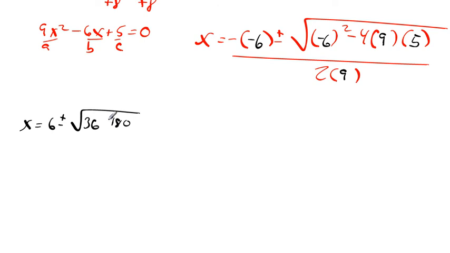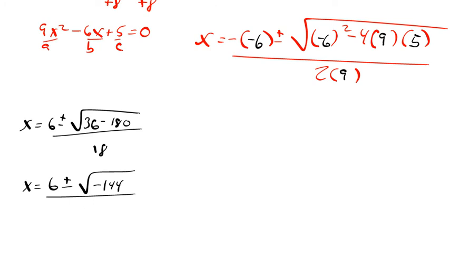Now the question is, is it plus or minus right here? Well, a negative times a positive is a negative, and if this is all negative, a negative times a positive is negative. And that's all over 18. All right, let's simplify some more. So that's 6 plus or minus the square root of 36 minus 180. We're going to subtract and keep the sign of the bigger number, so it's going to be a negative number, negative 144, all over 18.